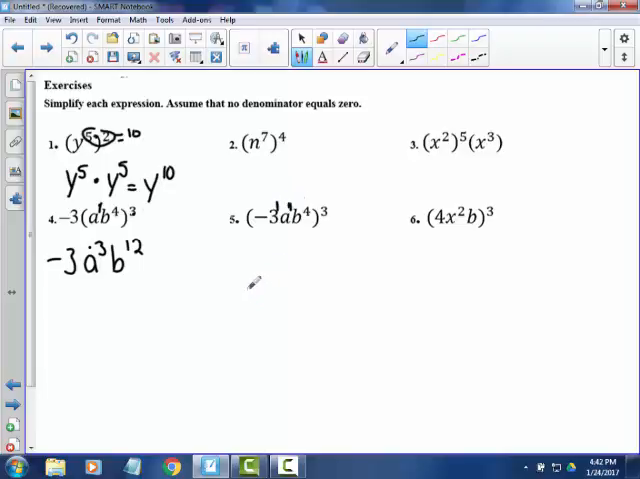So this one's going to be a little bit different, right? This 3 is going to go to all of these numbers. And I'm not going to have -3 anymore. I'm going to have -3 to the third power. So that's going to change up my answer. But I'm going to let you come up with that one. Okay.